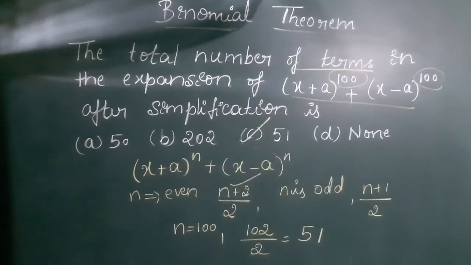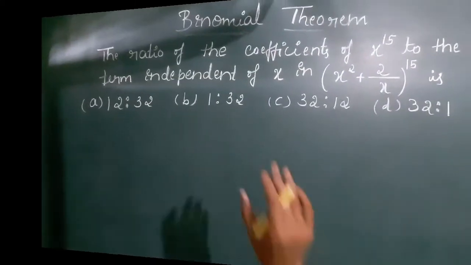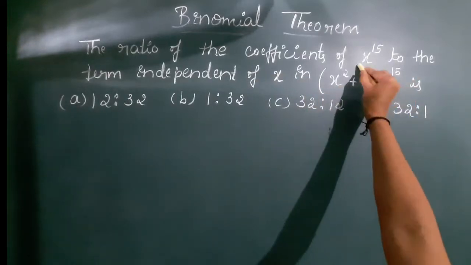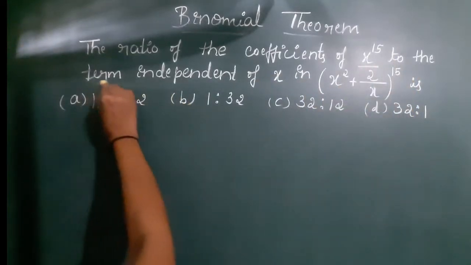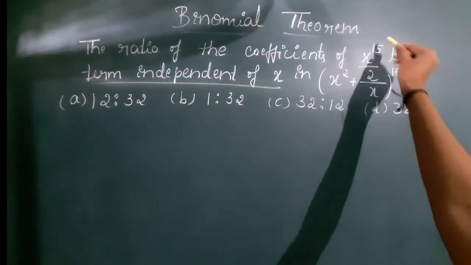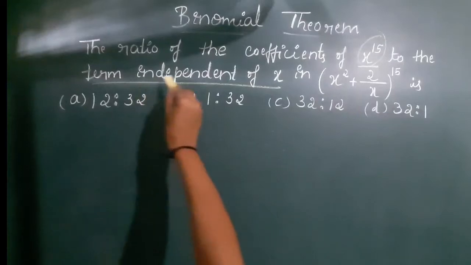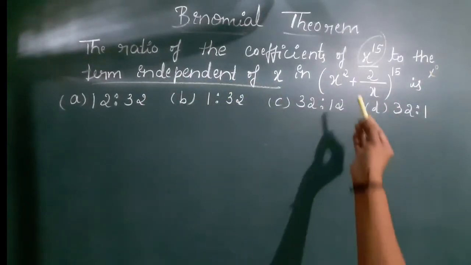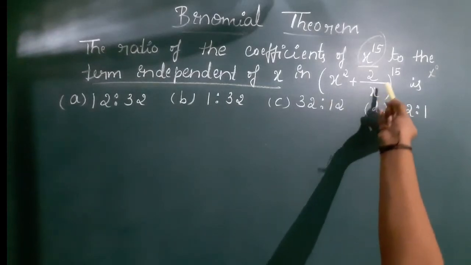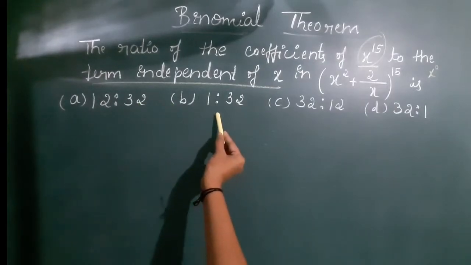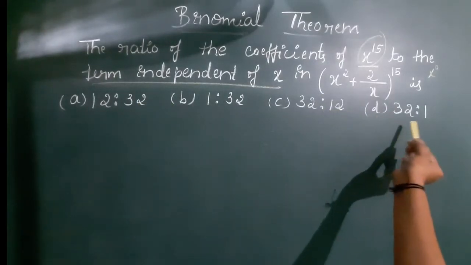Simple question, but this type of problems are very important. This appeared in the CET exam. I think you can try this problem. The ratio of the coefficient of x^15 to the term independent of x. Is it clear? You are finding the ratio of the coefficient of x^15 and the term independent of x, which is nothing but x^0, in the expansion of (x^2 + 2/x)^15. Options are 12 is to 32, 1 is to 32, 32 is to 12 or 32 is to 1.